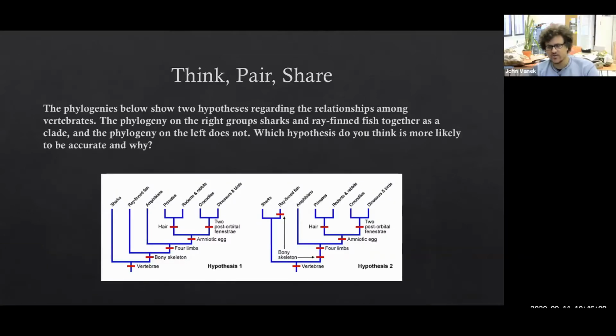So we're just going to start with this little exercise. The phylogeny below shows two different hypotheses regarding the relationships among vertebrates. The phylogeny on the right groups sharks and ray-finned fishes, or actinopterygii, together as a clade, and the phylogeny on the left does not. Which hypothesis do you think is more likely to be accurate and why? Think about this for a minute or two, jot down some answers, and then I'm going to put you in breakout rooms to discuss, and then we'll come back together.